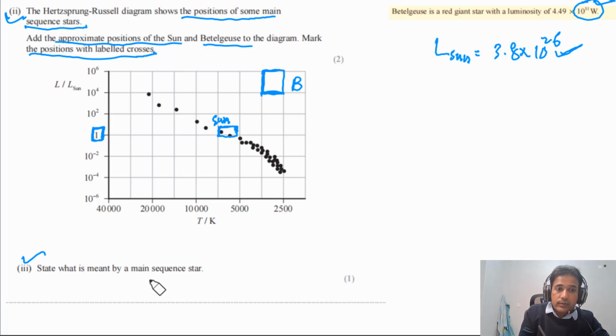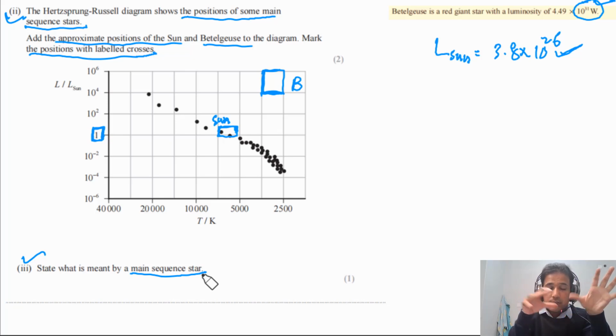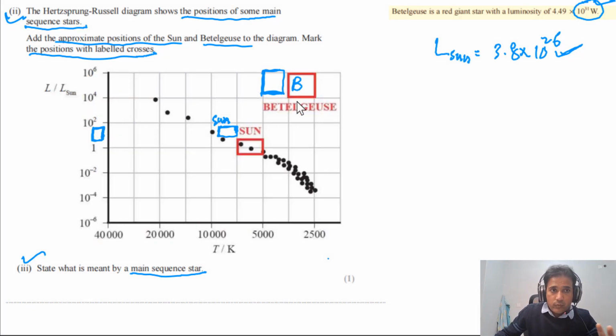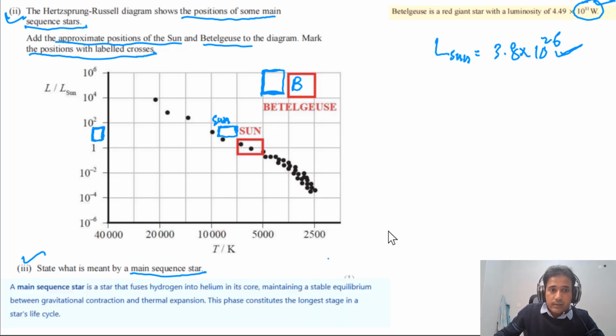The question is asking us to state what is meant by a main sequence star. Main sequence star means when the star is on the main sequence, the star is stable. And when stars are stable, they are fusing hydrogen into helium. So these points you have to write down. If you write them down, you will get 1 mark. Now let me show you the answer. So this is for our previous question, and this is for the next one. You can see the exact positions on this one.